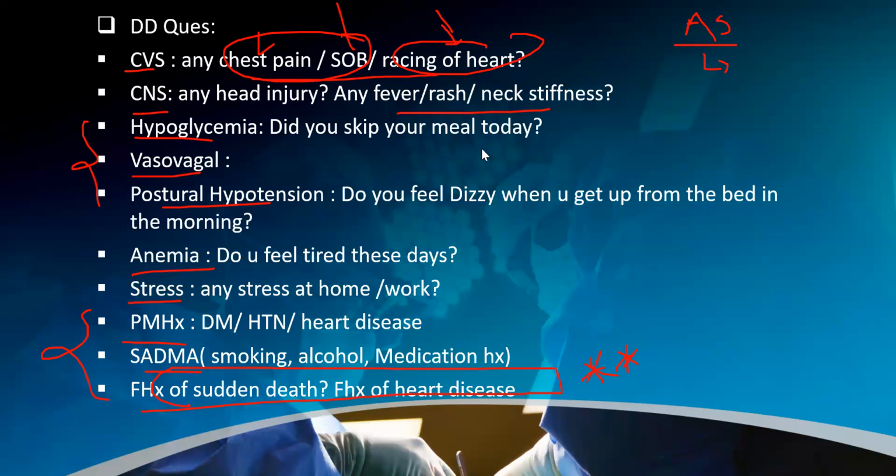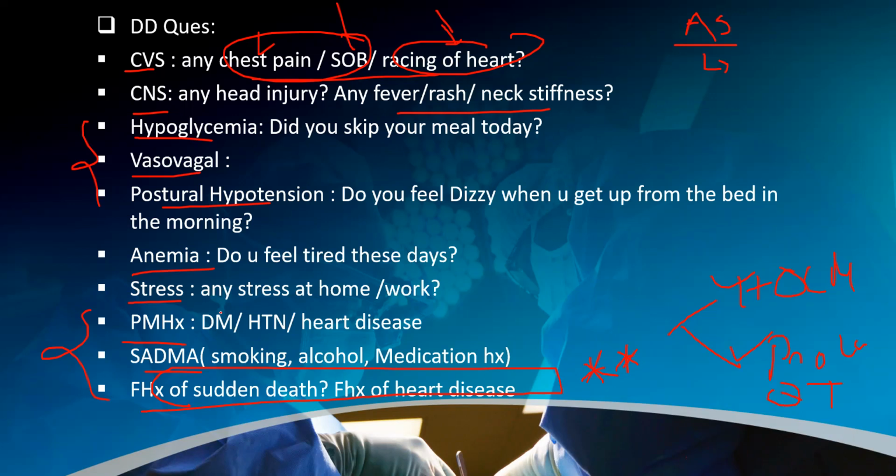Prolonged QT syndrome. AS is not hereditary, so we don't worry about AS in case of sudden cardiac death, but the two which are important are HOCM and prolonged QT syndrome. These two usually have a family history of sudden cardiac death at a younger age. All right, so this is how you will finish the case. And then you say, thank you so much for all the information, John.